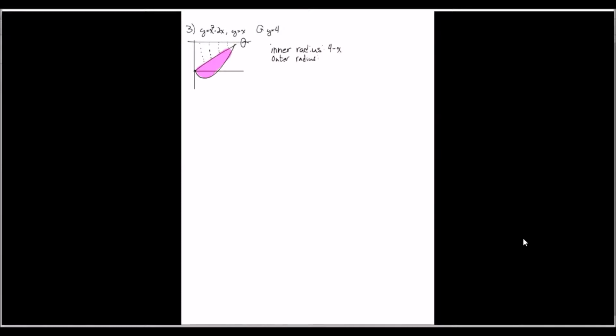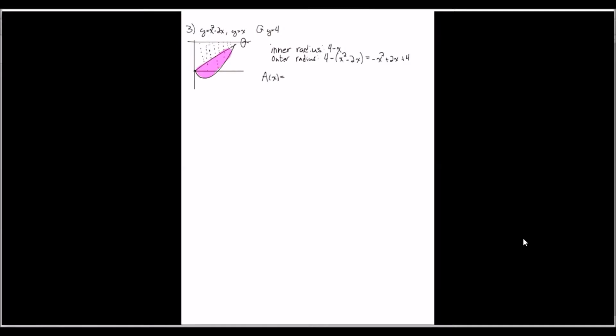is going to be from that line all the way to the bottom curve, right? So that is going to be 4 minus our function there, x squared minus 2x, right? We can simplify that a little bit, and we have minus x squared plus 2x plus 4, right? So now that we have our inner and outer radius, we can actually define what our area function is.